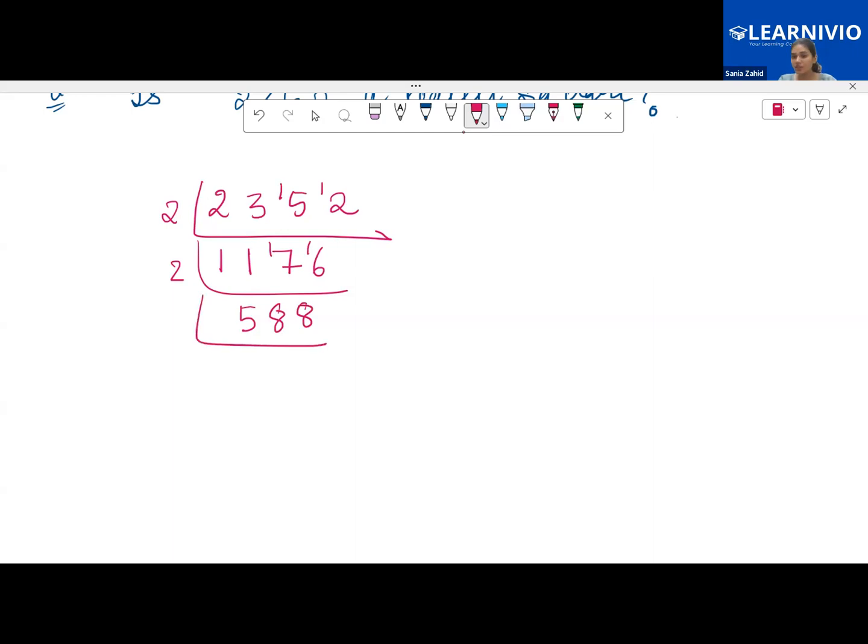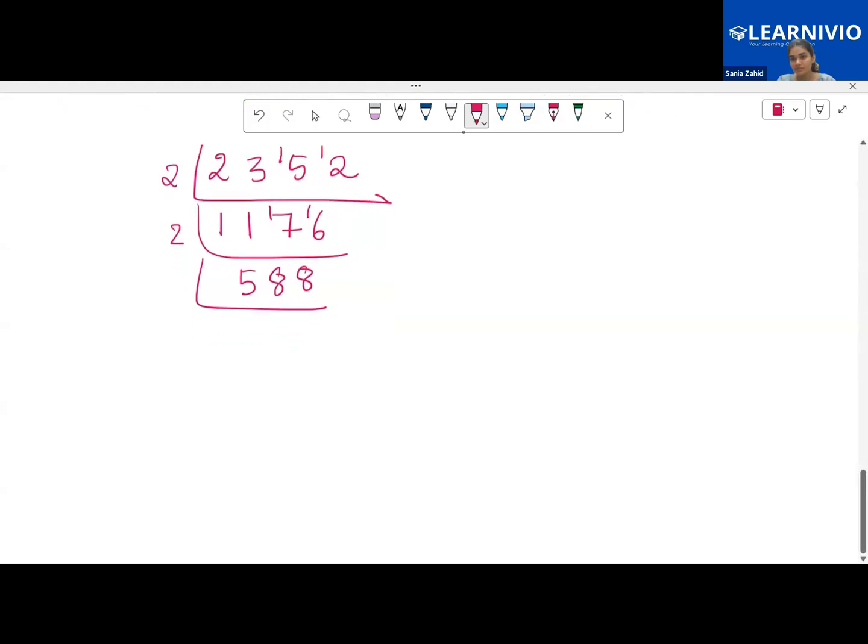588. Is it even or odd? Ma'am, it's even. So can I divide it by 2? Yes. Right. So over here, 2 into 2 times is 4. 1 carry. 2 into 9 times is 18. And 2 into 4 times is 8. Again, 294 is also even. So divided by 2. 2 into 1 times, 2 into 4 times, and 2 into 7 times.